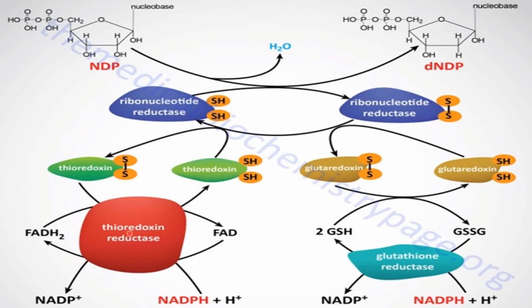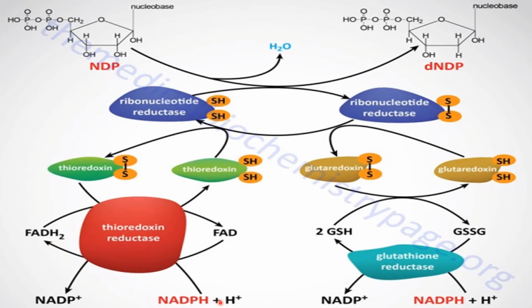And in this case, thioredoxin reductase enzyme uses FADH2 and reduces thioredoxin, and itself is converted into FAD, and this FAD is again reduced to FADH2 with the help of NADPH.